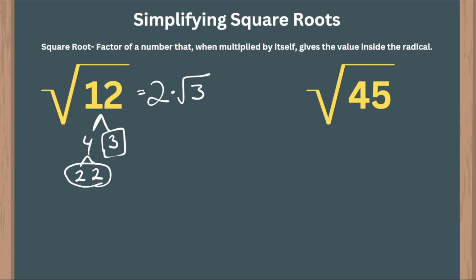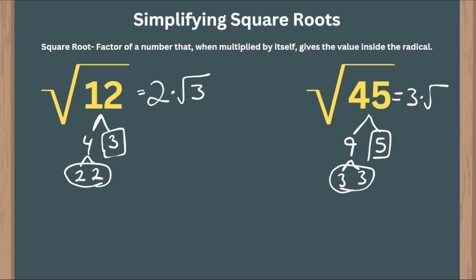Now let's do the same thing for 45. 45 is 9 times 5. And 9 can reduce down to 3 times 3. 5 is already a prime number, so I cannot reduce that. And same sort of process. Couples come out, so a couple of 3's. And the single 5 stays in. So 3 times the square root of 5.